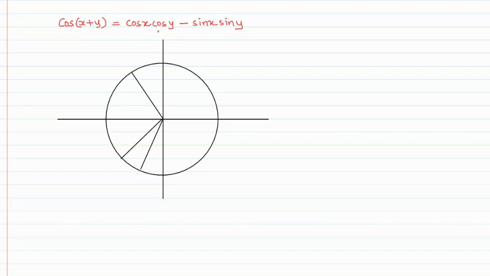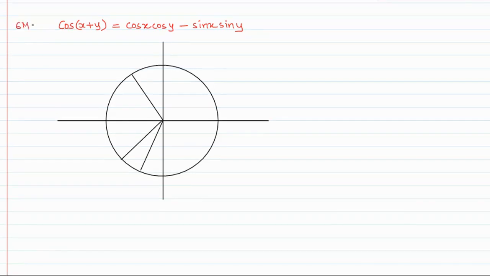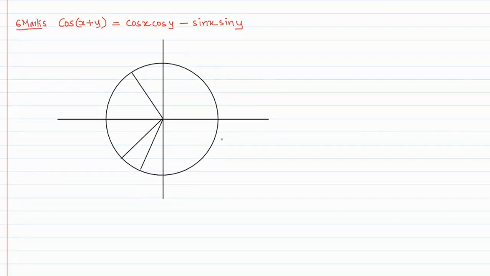cos(x + y) is equal to cos x into cos y minus sin x into sin y. So this question will be asked for 6 marks. So first consider a circle with the center O and radius equal to 1 unit.